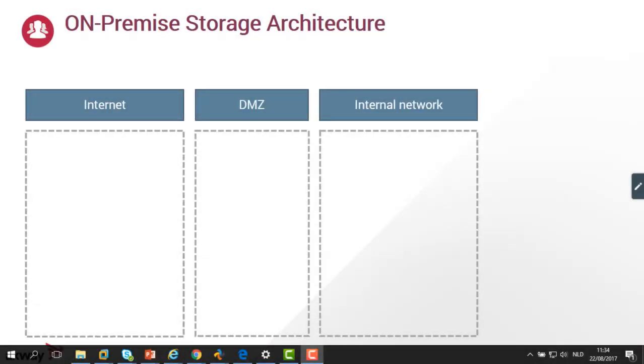Before we build our on-prem storage vault, first some recap on how our architecture for on-prem storage works. You see in this slide, I've got three major components in my network. I've got the internet, where all my partners or customers or even my employees will be when they are mobile. I've got the DMZ and I've got my internal network.